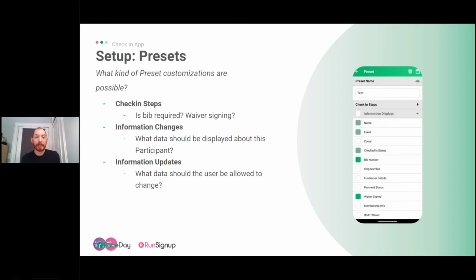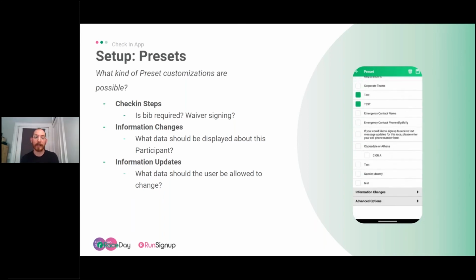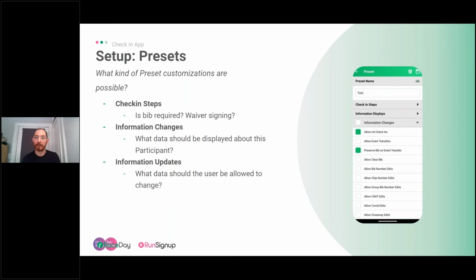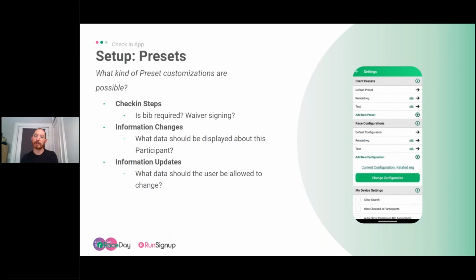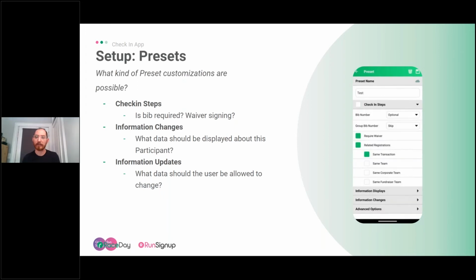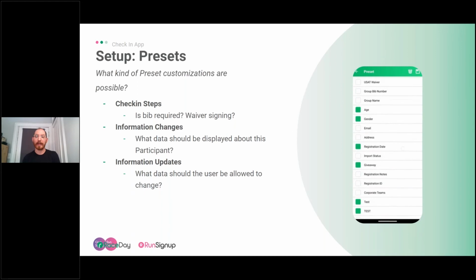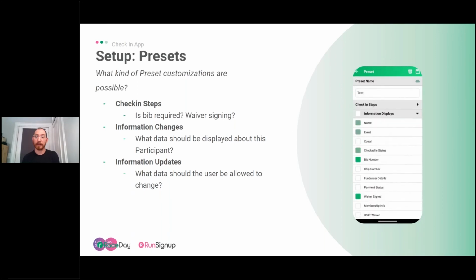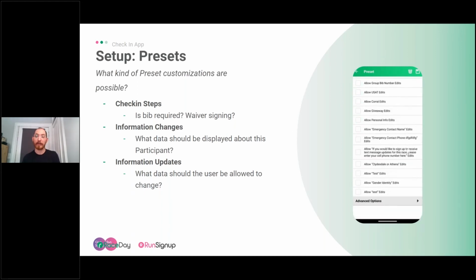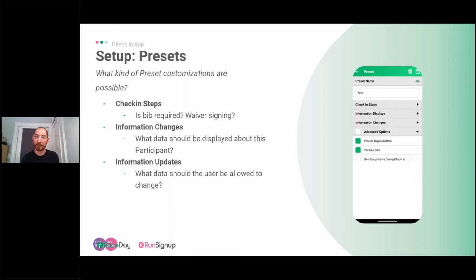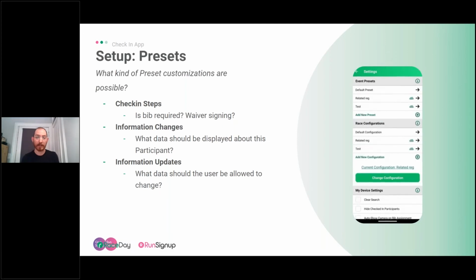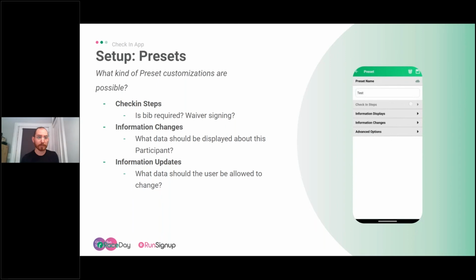So information display is what data should be displayed about each participant. And you can see on the right, as I scroll through there, there's a whole lot of information. This is all dependent on the event that you're working in. So some events, you may have custom question responses you want to display. You might have add-ons you want to display. You might want to display corral information, or you may want to just not show any of this stuff and just show the basics. It's totally up to you, and it's totally customizable.